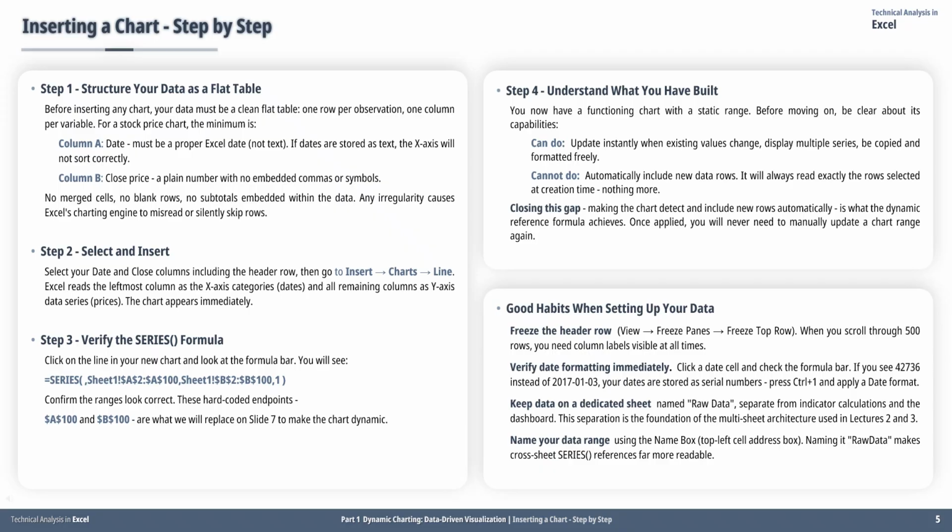Step 2. Select and insert. Select both columns A and B, including the header row. Go to Insert, then Charts, then Line. Excel reads column A as x-axis categories and column B as the y-axis data series. The chart appears immediately.